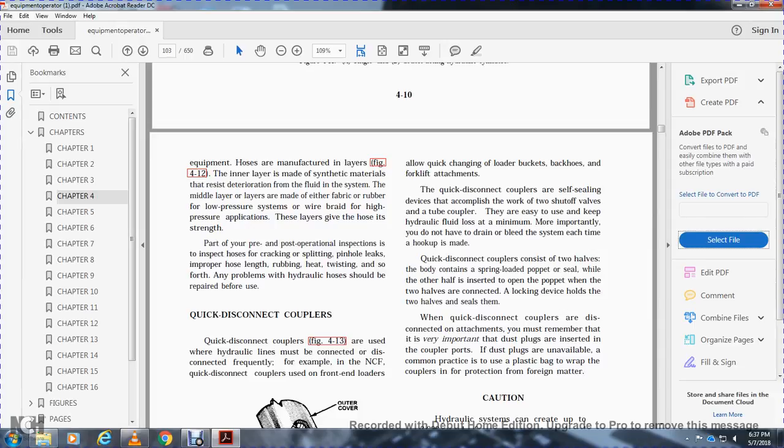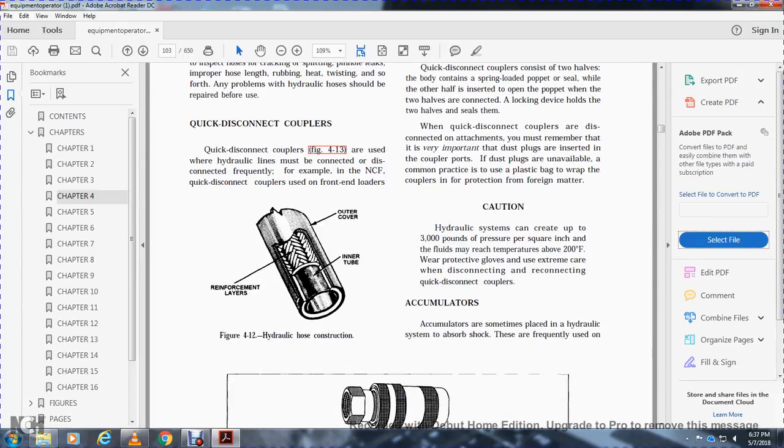With a quick disconnect coupler, when the attachment is disconnected, it is very important to insert the dust plug in the coupler port. If dust plugs are unavailable, a common practice is to use a plastic bag to wrap the couplers for protection from foreign material. Hydraulic systems can create up to 3,000 pounds of pressure per square inch, and fluids can reach temperatures of 200 degrees Fahrenheit. Wear protective gloves and be extremely careful when disconnecting and reconnecting quick disconnect couplers.